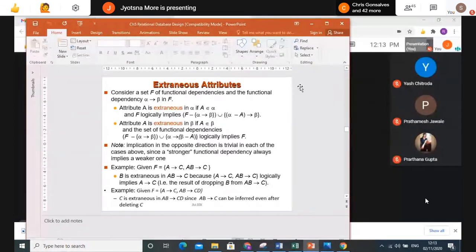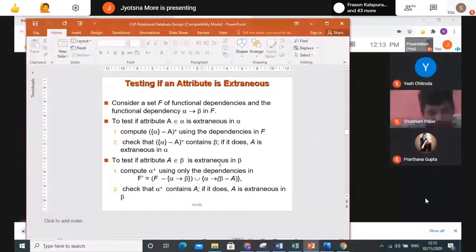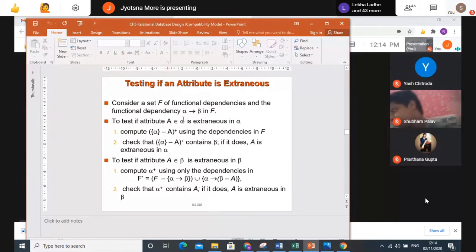But if you are not able to do this, you can go ahead for testing. You can check whether the attribute is really extraneous or not. For that, we have different formulas or test cases. To test if attribute A belongs to alpha: alpha determines beta is my functional dependency. Left side is alpha, right side is beta. I am saying attribute A belongs to alpha, meaning the left side is extraneous in alpha, when it satisfies these conditions.